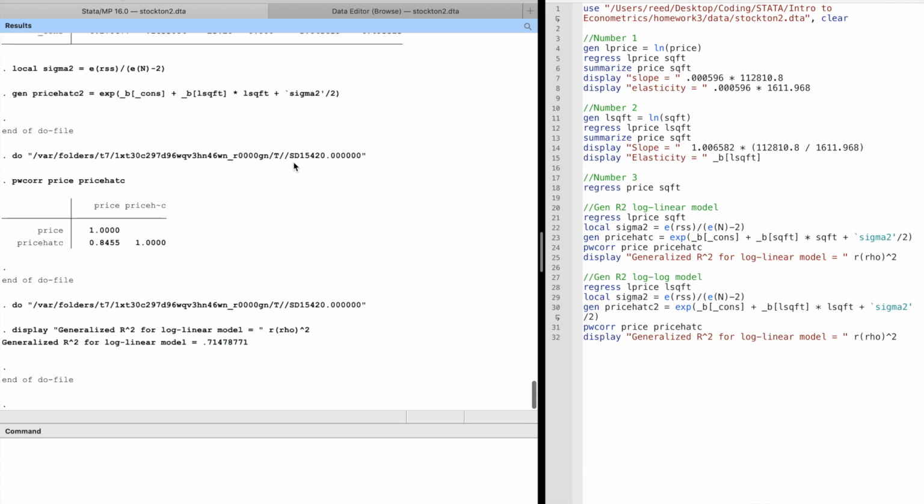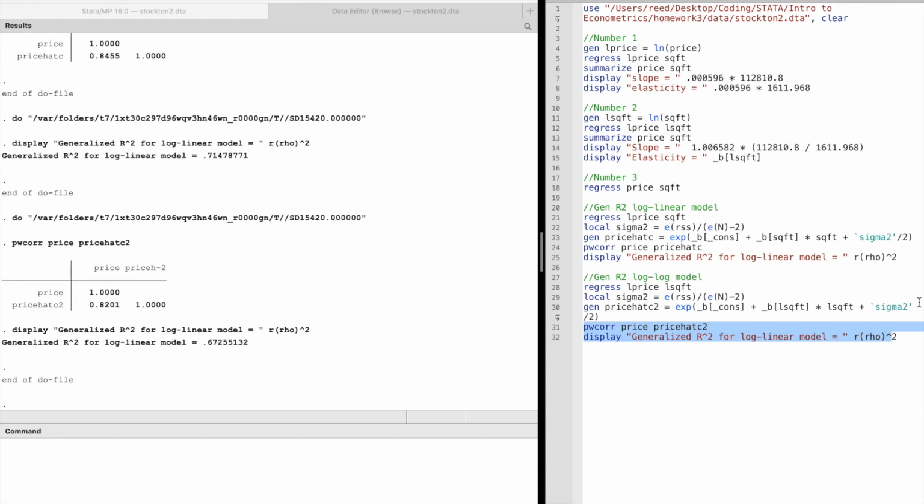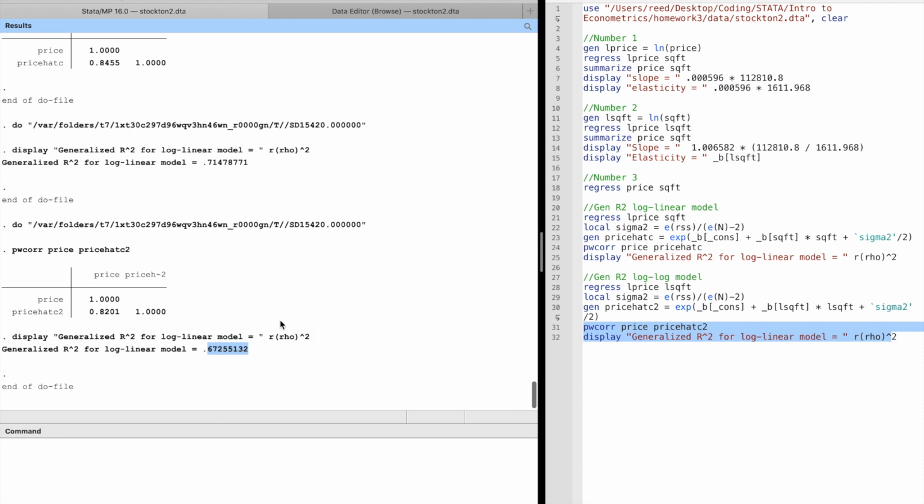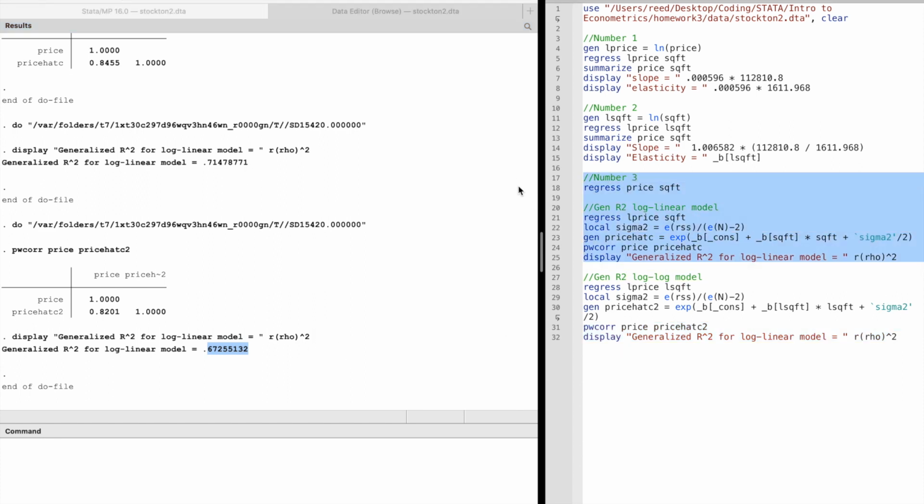It's actually the same because I messed up here. I put the wrong variable into this command right here. We should have price hat corrected number 2. And if we run that, we get 0.672, so that's lower than our previous measure. So it looks like the log linear model is giving us the best fit in this case.